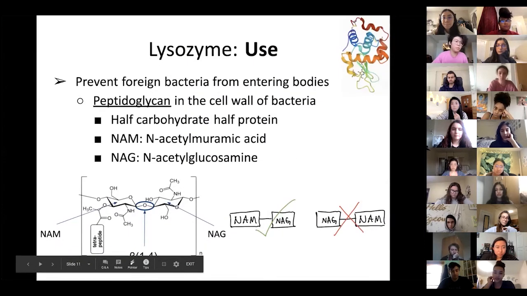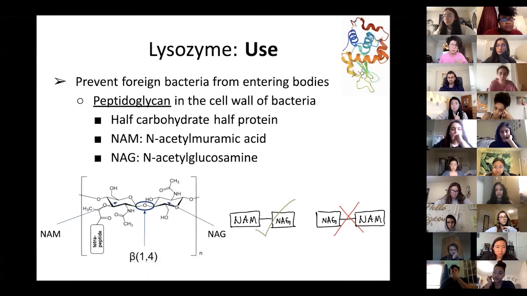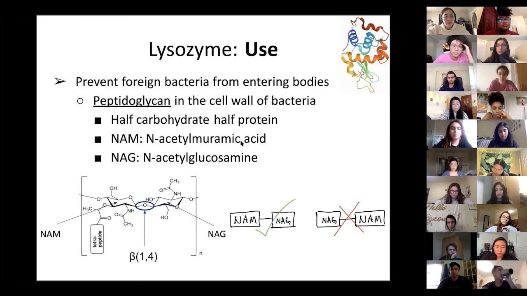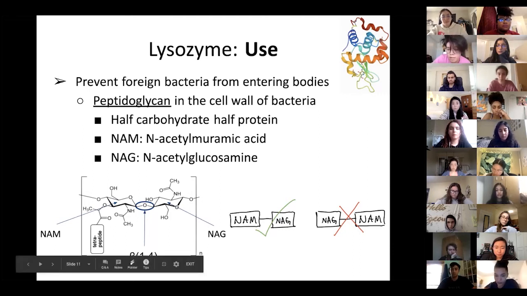So another example of using this catalysis is lysozyme, which prevents foreign bacteria that cause disease from entering our bodies, whose cell walls have peptidoglycan, which is half carbohydrate, half protein. And the carbohydrate part is repeating units of NAM and NAG connected by beta-1,4 glycosidic bonds. And lysozyme's job is to break it and split NAM and NAG. But they must have NAM-NAG ordering instead of a NAG-NAM order in order for the lysozyme to work.